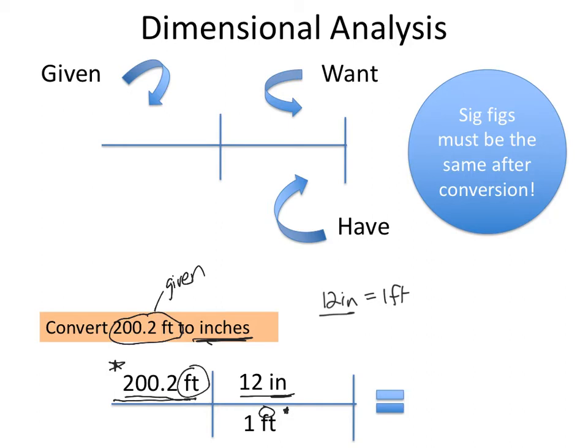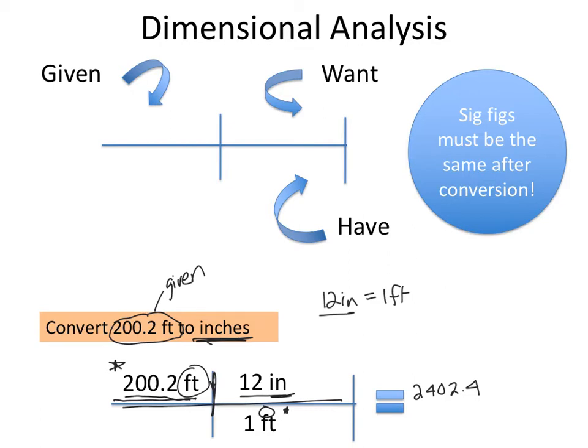So 200.2 gets multiplied by 12 because of this line, and then we divide by the 1 foot. If we plug that into a calculator, that's going to give us 2,402.4.